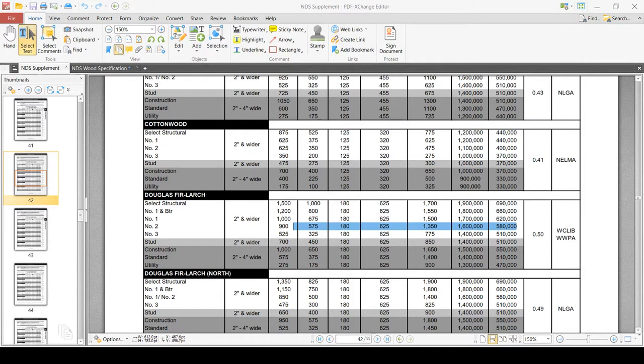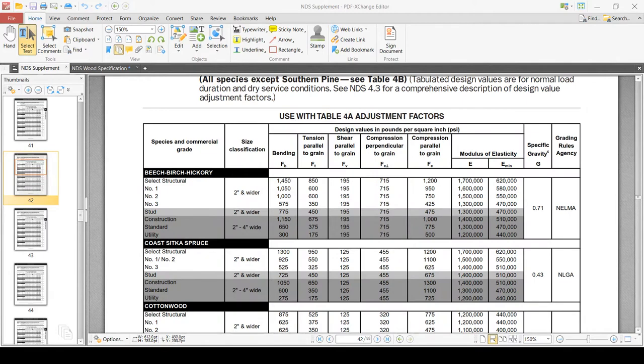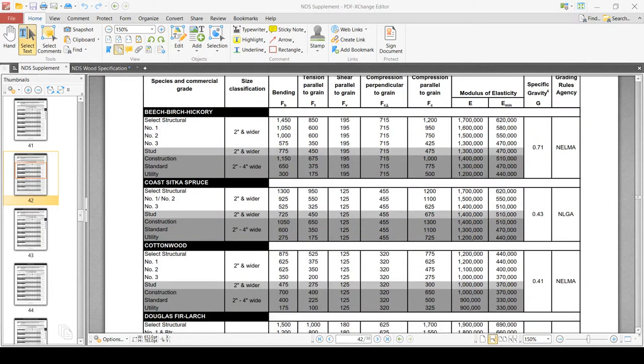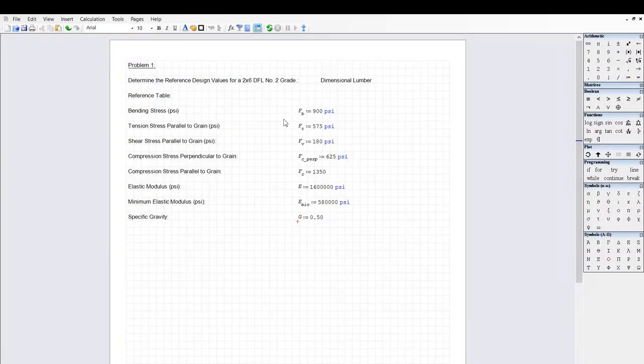Let me double check these values. I have them entered in my SMath sheet, which I'll show shortly: 1,600,000, 1,350, 625, 180, 575, and 900. Here are the headers, and if I scroll back to my SMath page, they are visible here. My reference allowable bending stress is 900 psi, the tension stress parallel to grain is 575, shear stress parallel to grain is 180, and so on, working its way on down.